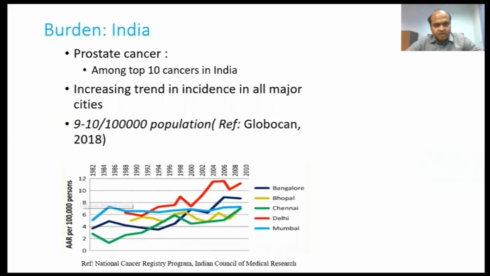As we came to know by the data provided by the Global Cancer Conference in 2018, the incidence in the Indian population is 9 to 10 per 1 lakh population per year, and the maximum incidence is in the Delhi region.